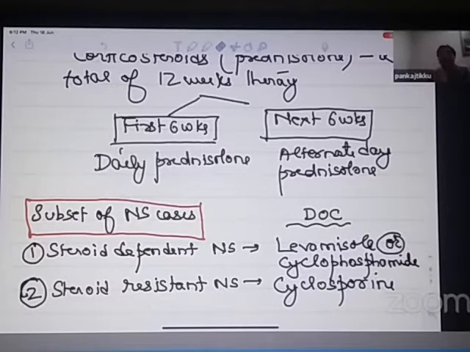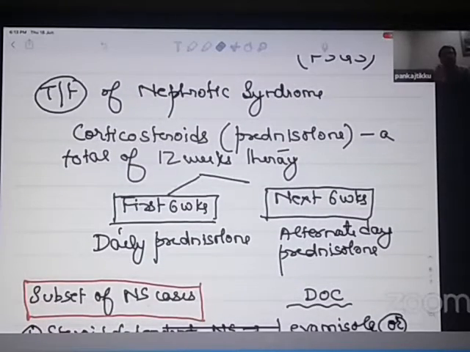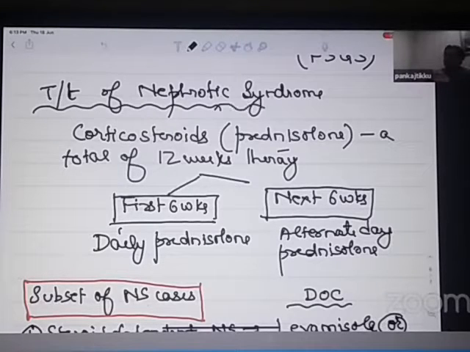So I'll repeat again. What is the drug of choice for the treatment of nephrotic syndrome in general? It is prednisolone, corticosteroids. Usually, how long should corticosteroids be given in these cases? Prednisolone, for example, is given for a total of 12 weeks.